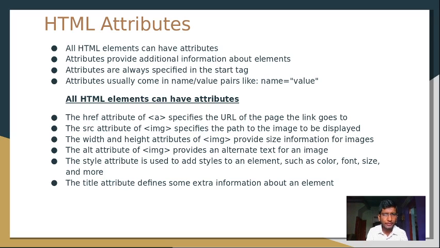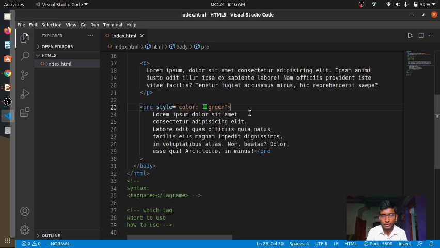So let me just quickly go through this content. All HTML elements can have attributes. That's common. An attribute provides additional information about an element. Attributes are always specified in the start tag. See, you can use attributes in the starting tag. This is a starting tag, and this is an ending tag. In the starting tag, you should provide the attributes, not in the ending tag.